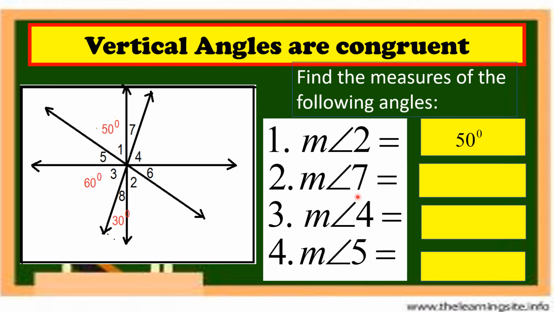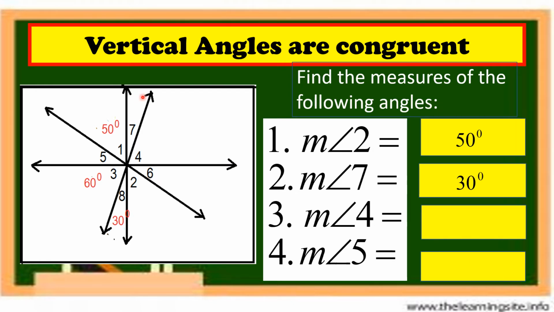We need to find the measure of angle 7. Angle 7 and angle 8 are vertical angles, and the measure of angle 8 is 30. Therefore, what is the measure of angle 7? The measure of angle 7 is also 30 degrees.